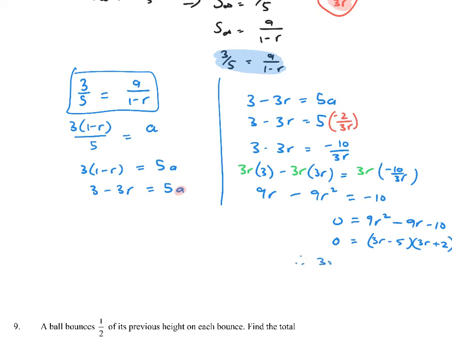So therefore 3r minus 5 is equal to 0. 3r is equal to 5. r is equal to 5 over 3. Or 3r plus 2 is equal to 0. 3r is equal to negative 2, r is equal to negative 2/3.